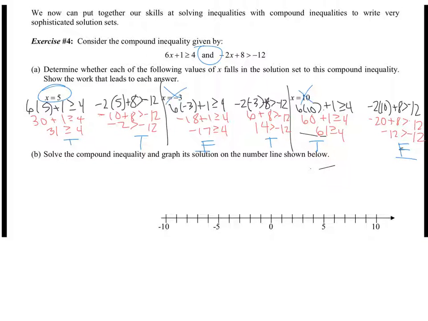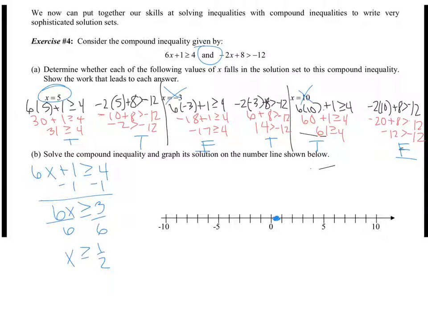Now we're going to solve the compound inequality and graph the solution. 6x plus 1 is more than or equal to 4. So we're going to subtract 1 first. So 6x is more than or equal to 3. Then we divide by 6, so x is more than or equal to 1/2. So that would be a solid circle at positive 1/2.